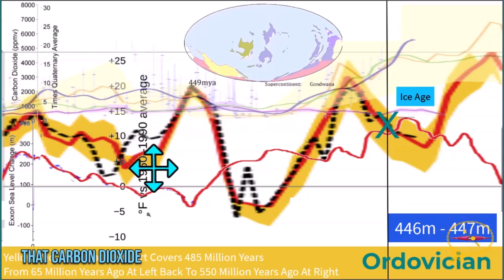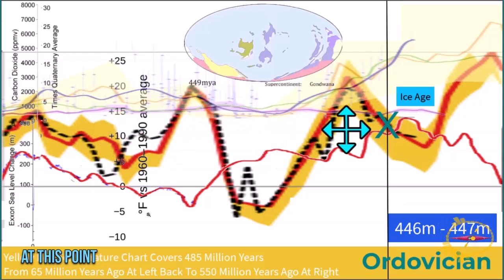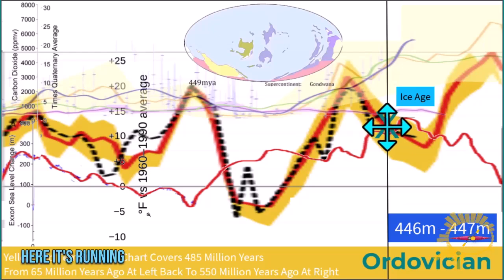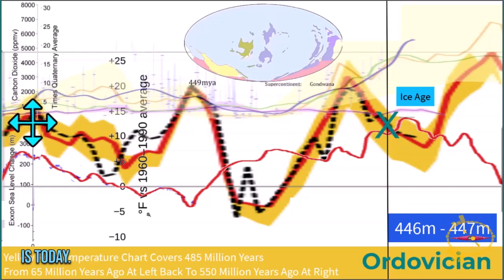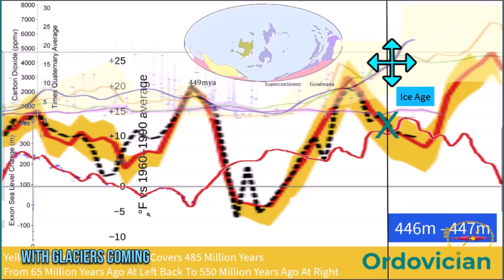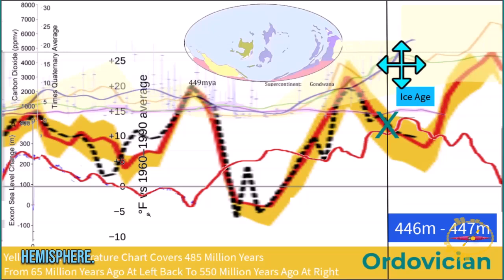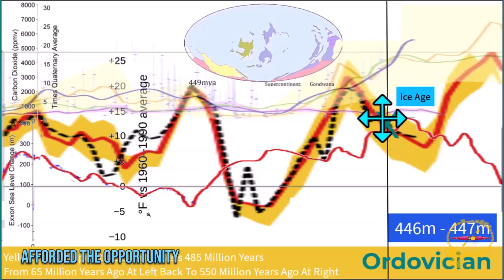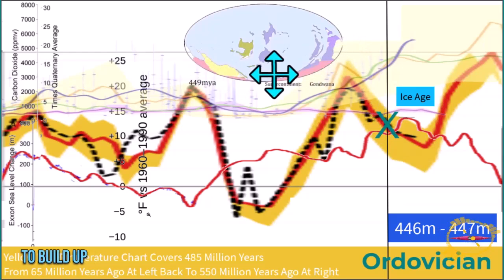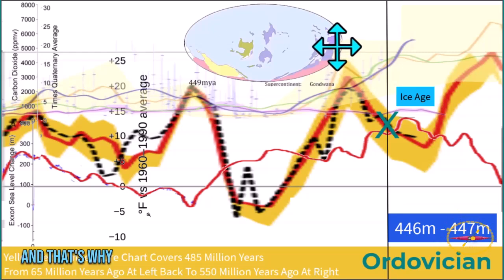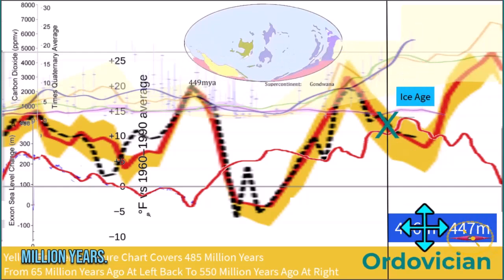I'll point out that carbon dioxide has dropped substantially at this point in time. Here it's running close to 10 times what it is today. Regardless, there still was an ice age with glaciers coming and going mostly in the southern hemisphere. That's because there was a lot of land down here that afforded the opportunity for snow to fall and build up, and glaciers to build up. That's why there was an ice age during this period of time. It was short, I think only about 30 million years.